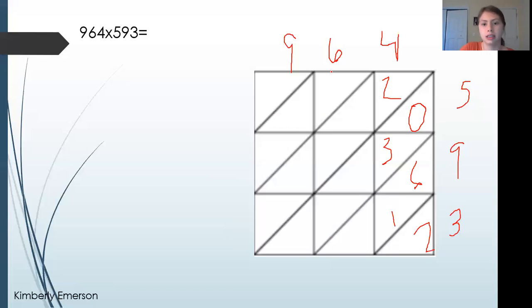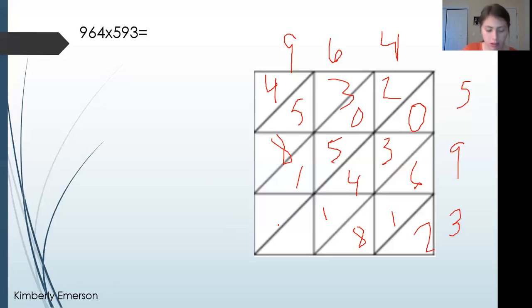And then we got 6 times 5 is 30. 9 times 6 is 54. 6 times 3 is 18. And then we have 9 times 5 is 45. 9 times 9 is 81. 9 times 3 is 27. Sorry, I just wanted to make sure I gave everybody the correct calculations.